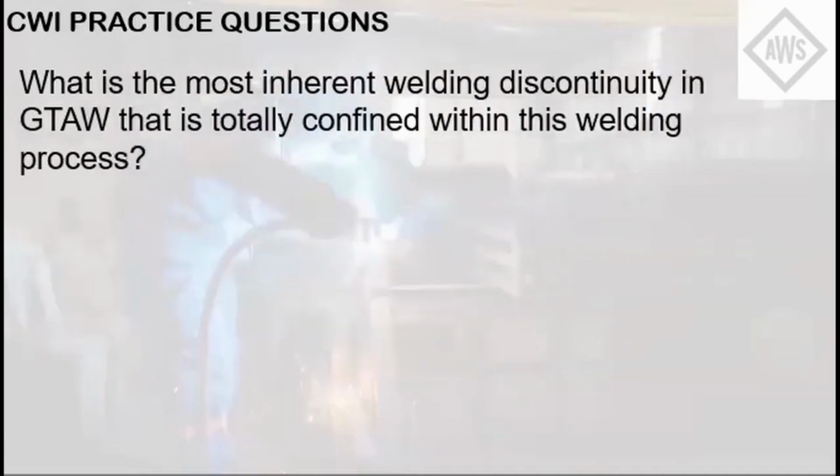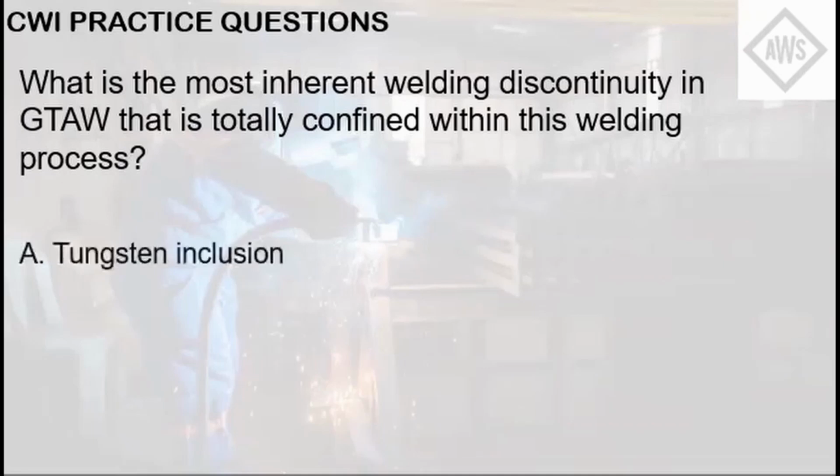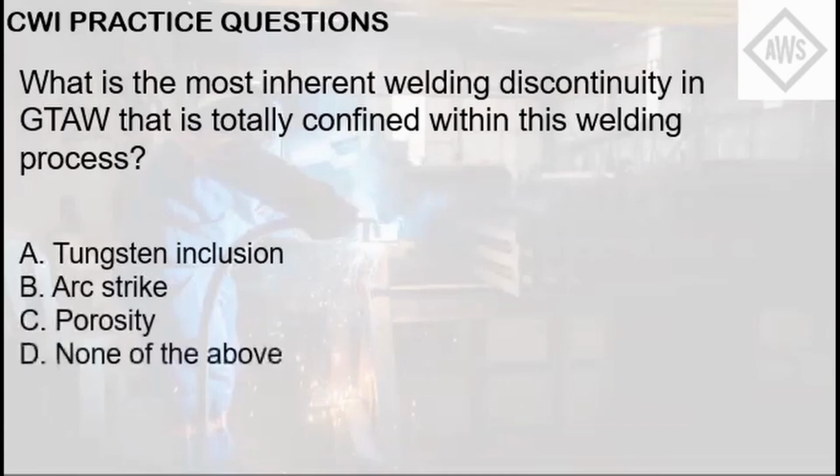So next question. What is the most inherent welding discontinuity in GTAW that is totally confined within this welding process? So letter A, tungsten inclusion. Letter B, arc strike. Letter C, porosity. Letter D, none of the above.